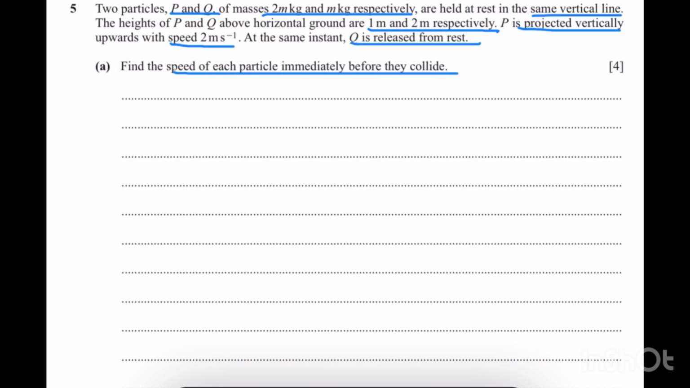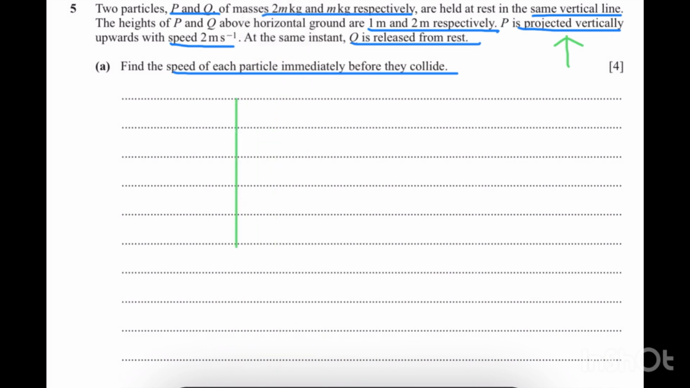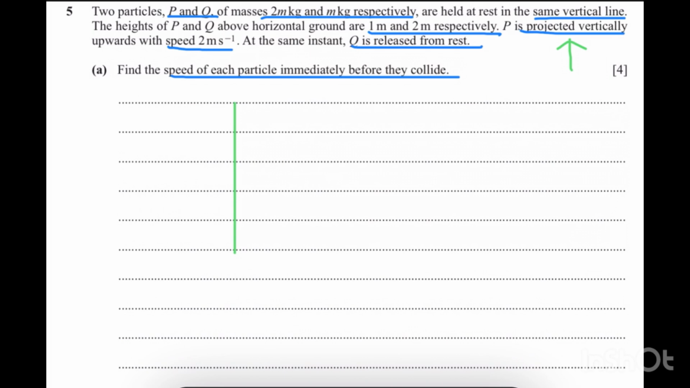Before we do that, first we need to make a diagram that represents this situation. They're saying that they are in the same vertical line. So let's say this is the vertical line, and they're saying that P is 1 meter above the horizontal ground. Let's say this is the horizontal ground, and Q is 2 meters above. So let's say this entire line is 2 meters, so P must be somewhere over here in the middle, and Q is over here at the top where the height is 2 meters.